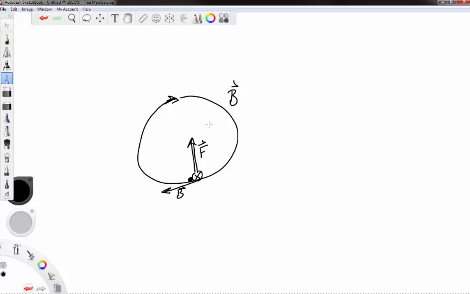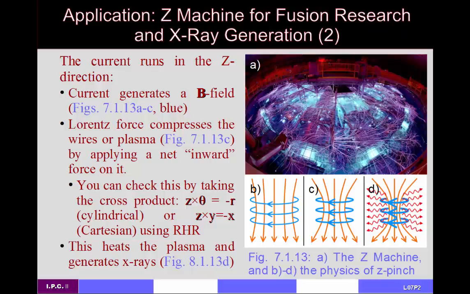It's just inward. And so the result is that you compress this plasma, and that basically is going to heat the plasma. You'd have to study a little bit of thermodynamics for that. And it's going to ignite the fuel pellet if you're trying to do fusion. It's also, because the compression is rapid enough, going to generate a lot of X-rays. So this is basically a very good X-ray source.